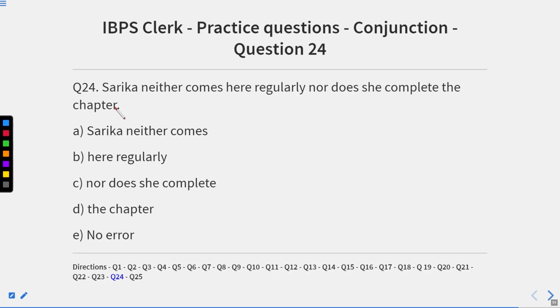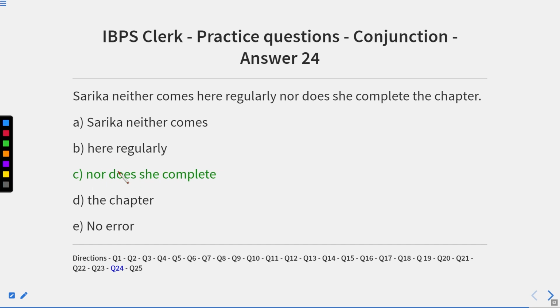Now this is question number 24. Sarika neither comes here regularly, nor does she complete the chapter. Now again, neither and nor make a pair, but the sentence structure should be similar. It should not be like one is a correlative, one is a question sentence and another is a simple structure. So the correct answer will be C, where this does she complete is the problem structure, and it should be replaced with nor she completed.